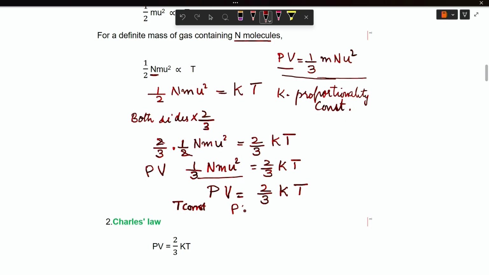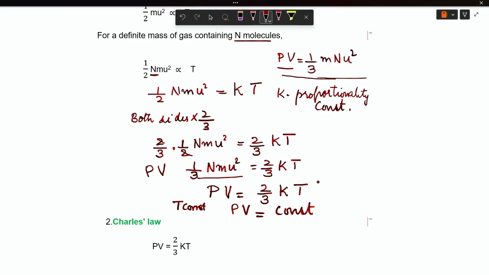Then PV will be equal to a constant. Why? 2 by 3 is a numerical constant, k is another constant, and here the temperature is maintained constant, which means the whole right hand side becomes a constant. So, I can put it as PV is equal to a constant, which is Boyle's law.